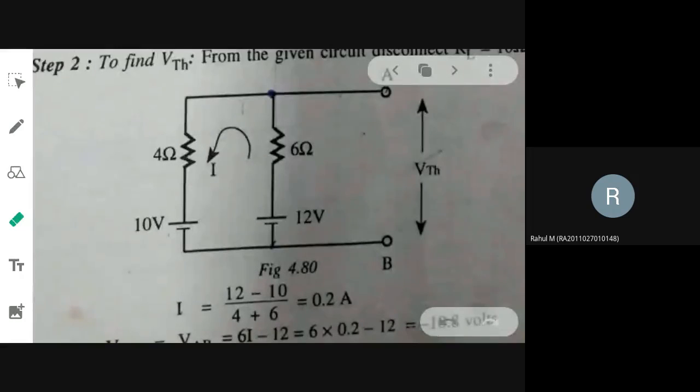Then they have to find out what voltage: the open circuit voltage, VOC. Thevenin's voltage you need to find. There is a loop, a mesh forming 4, 6, 10, 12. In this mesh, they will write down the KVL equation. Then they will find out I. Using that I, they will calculate whatever voltage appears across this terminal.